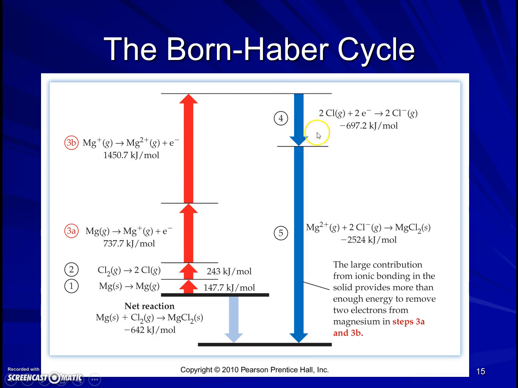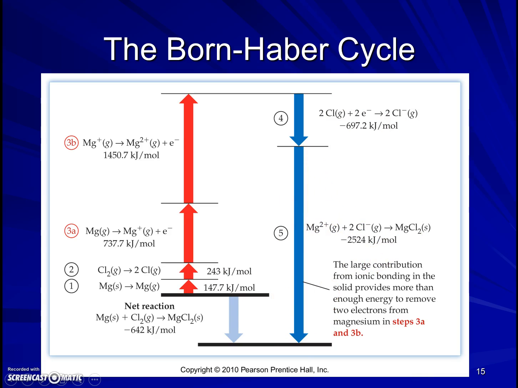The energy involved in electron affinity for chlorine is twice as high as on the previous slide, because we're doing 2 moles of electrons added instead of just 1. It would be more accurate to drop the per mole on both of these tables, since this is actually for 2 moles, not for 1 mole. And then the lattice energy is here.